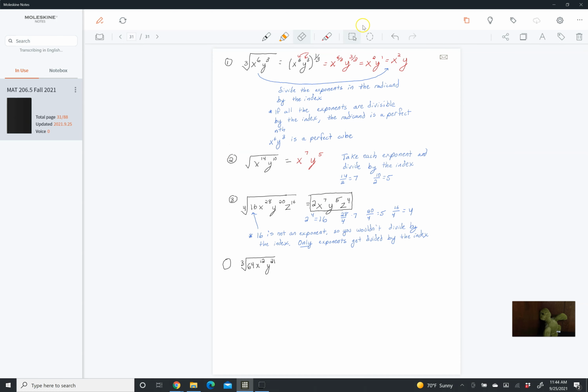So in this integer, we have the 64, right? And we have to take the cube root of 64. So the cube root of 64 says what number can you raise to the third power to get 64? And the answer is 4. Okay, 4 to the third is 64. Then we take the exponents and we divide by the index. So we get x to the 4th, y to the 7th.